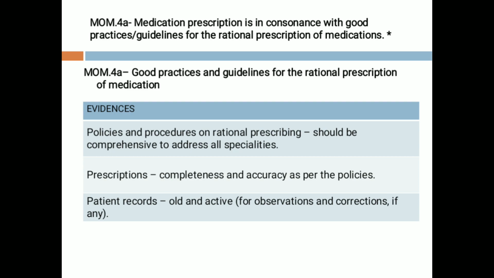Objective element MOM 4A speaks about good practices and guidelines for the rational prescription of medication. Evidences: policies and procedures on rational prescribing should be comprehensive to address all specialties. Prescriptions, completeness and accuracy as per policies. Patient records, old and active, for observations and corrections if any.